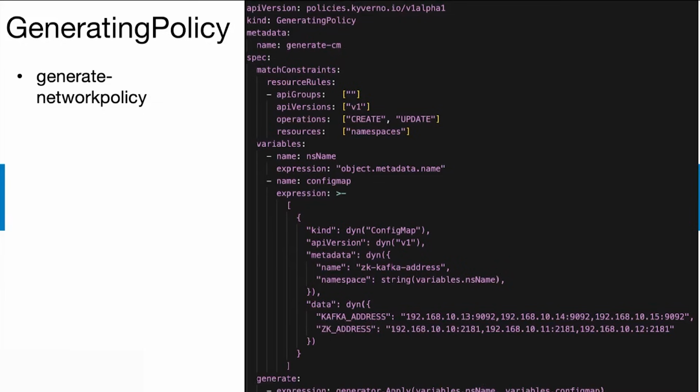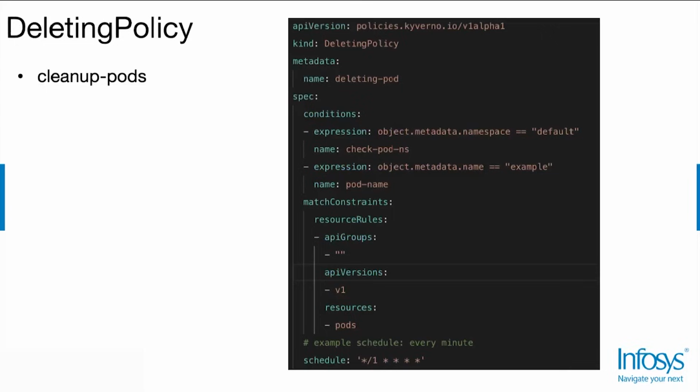Last but not least, we have the deleting policy available. Here with the kind deleting policy, I'm having another custom conditions attribute. Here you can select based on the resource namespace, name, selector, annotation, or any of the fields that are available for your matching resource. Here you can see the matching resource is pod itself. And under the schedule attribute, I'm defining the cron format.